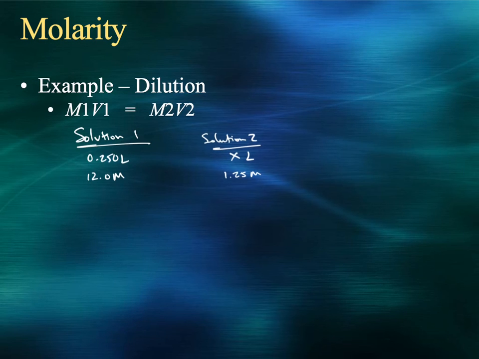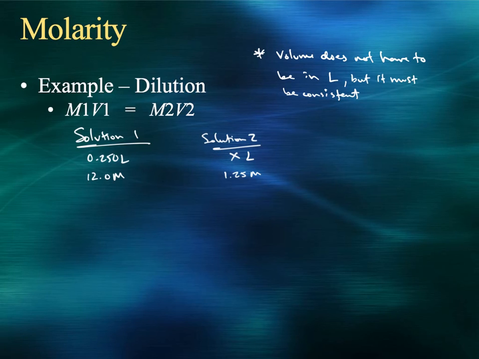So what does it look like when we are going to solve it? Well, just a quick little thing on this. The volume does not have to be in liters, but it must be consistent. So if you're given milliliters, you have to stay in milliliters. If you're given liters, you have to stay in liters. So here's our problem here. The question asks how much water is added, which is a little bit different than another possible question. How much water is added?